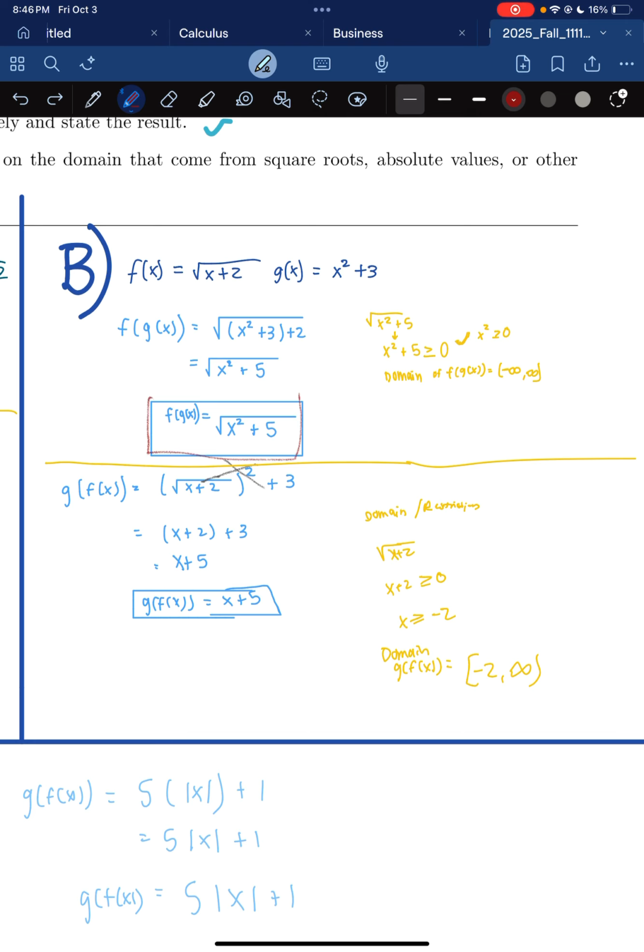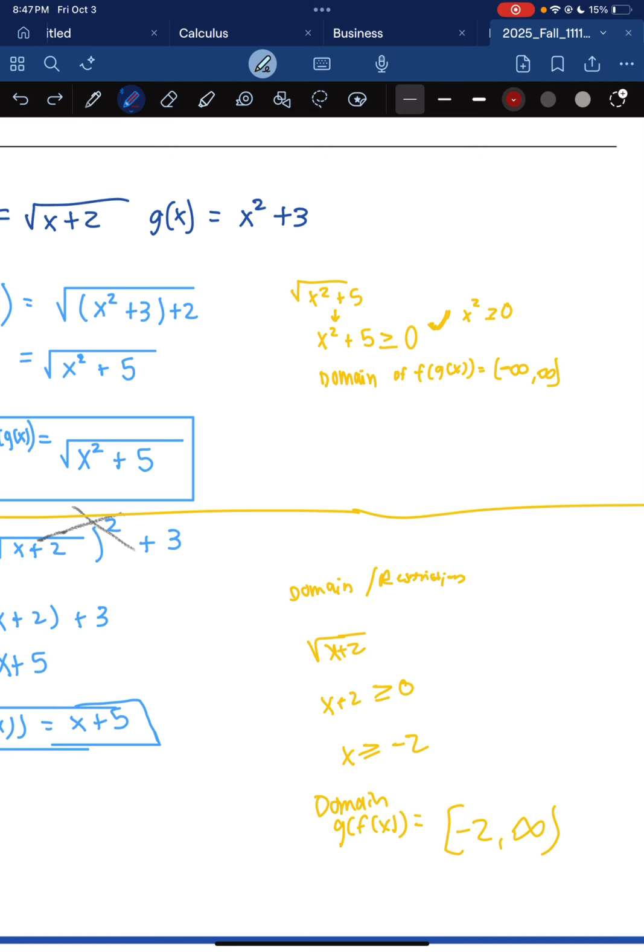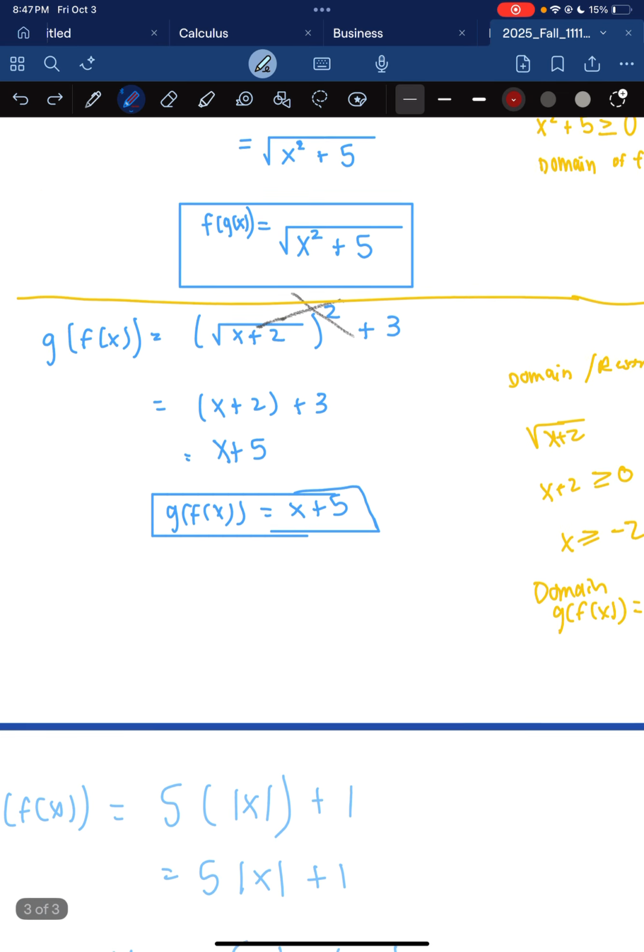I got for f of g of x, it equals square root x squared plus 5. We're given this. This acts as our x value, so we're plugging this into x right here. So we get square root x squared plus 3 plus 2. Combine like terms, we get that. And then for our domain, again, anything under the square root, set it greater than or equal to 0. That's true. So it's all real numbers, negative infinity to infinity.